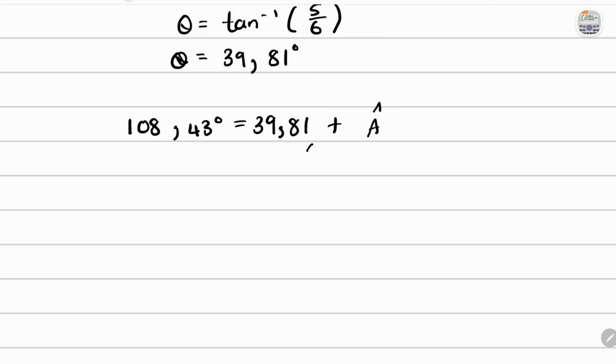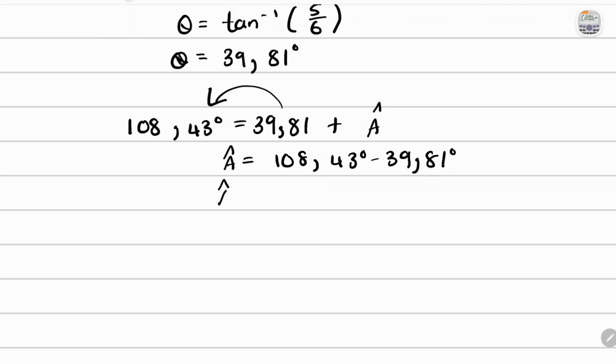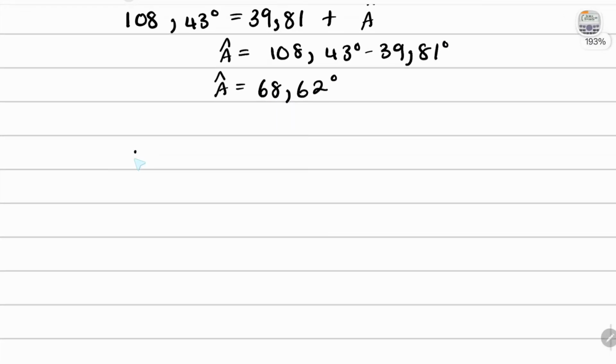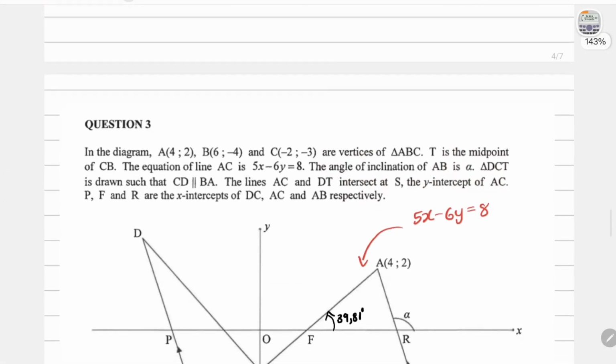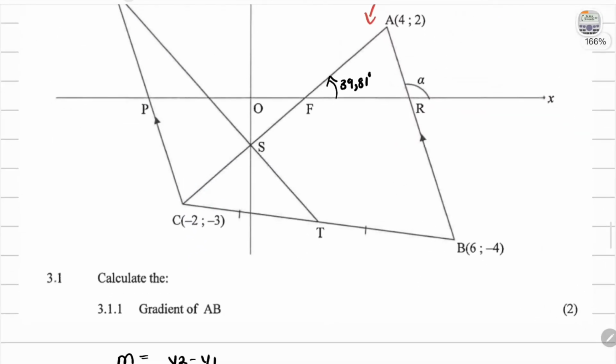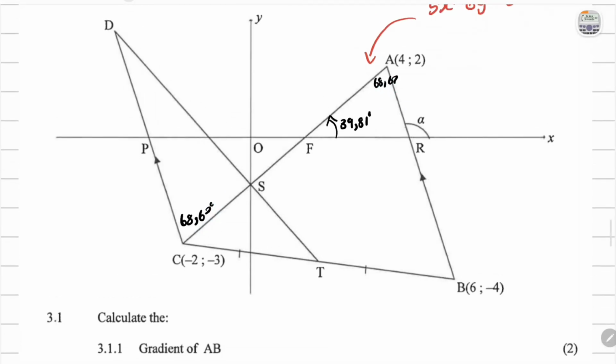And so to solve for angle A, you're just going to take that over. So the equation is really just angle A is equal to 108.43 degrees minus 39.81. Okay, so let's go ahead and find that, which is equal to 68.62 degrees. And then again, remember that that is exactly what DCA is because of alternate angles. So angle DCA is also equal to that 68.62 that we just got here.